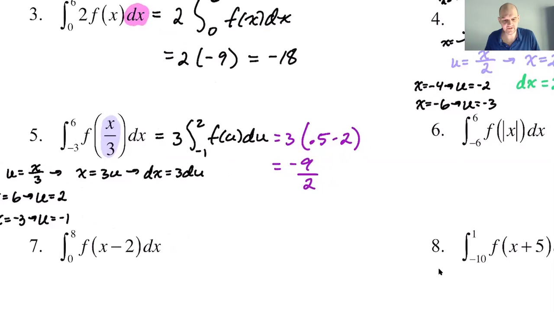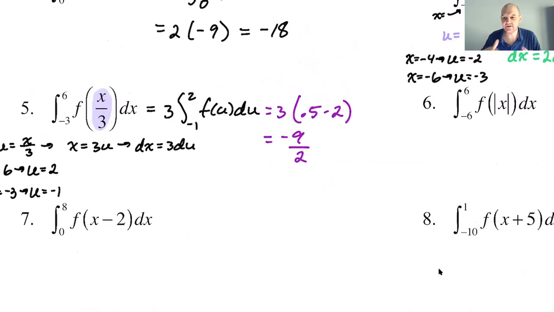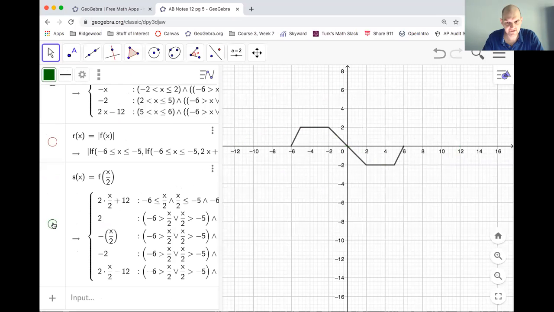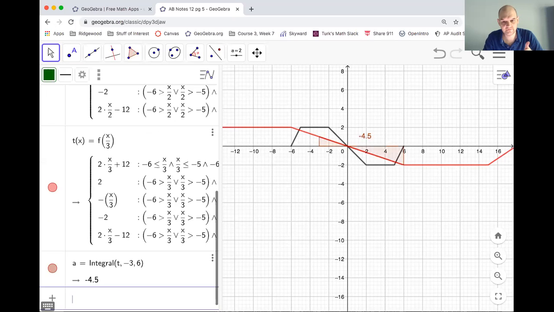And we could check that on GeoGebra if we wanted to. So I'm going to check that one and then maybe cut the video and come back and do the rest of these in the next video. I'm going to hide this, and then I will graph f of x over 3, super elongated. Now I'm going to ask GeoGebra, which can find definite integrals. I'm going to do the integral of this function, called t, from -3 to 6, and it might work. Okay, -4.5, which is what we got.